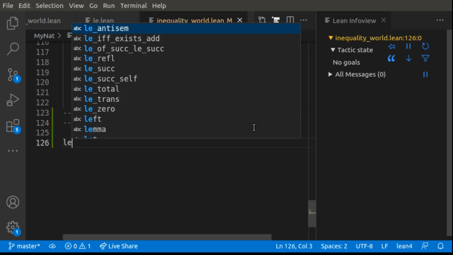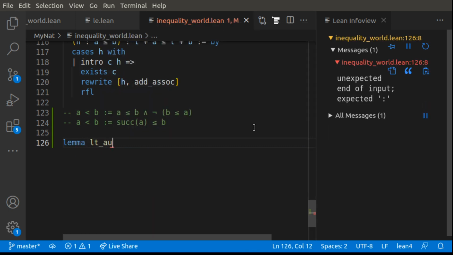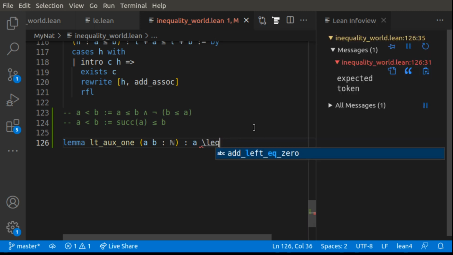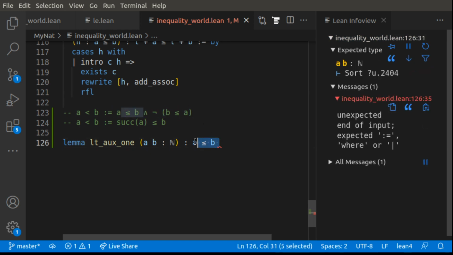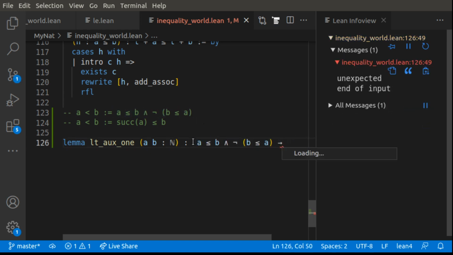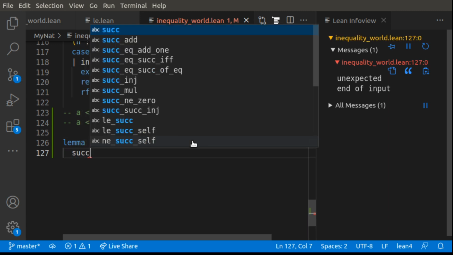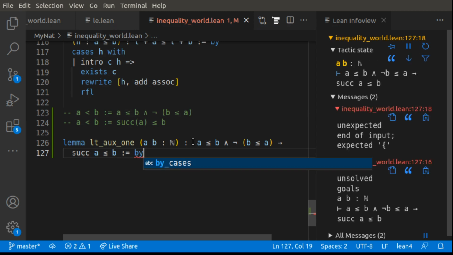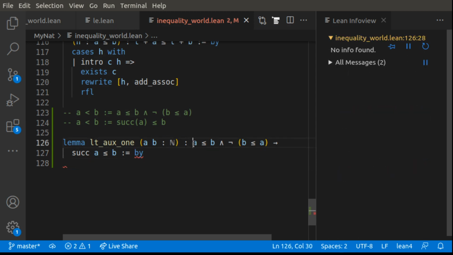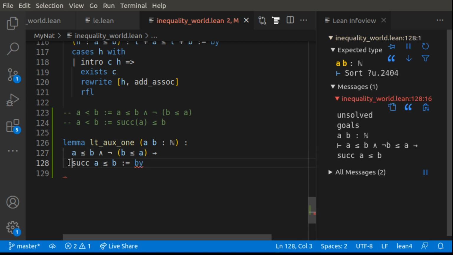And the way we're going to do that is we're going to start with the forward case, less than auxiliary 1. A, B are both natural numbers, and A less than B, I'm trying to copy from here, implies successor of A less than or equal to B. Actually, it might be a little neater if I move this down to here. Yes, okay.